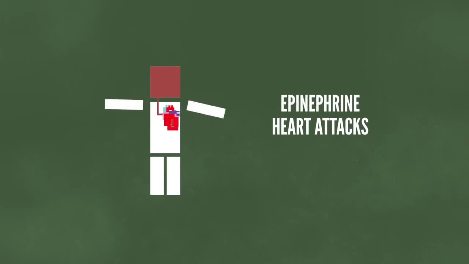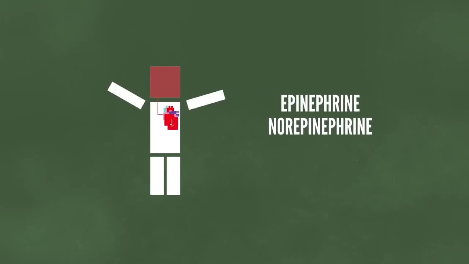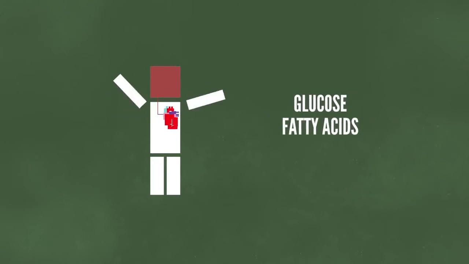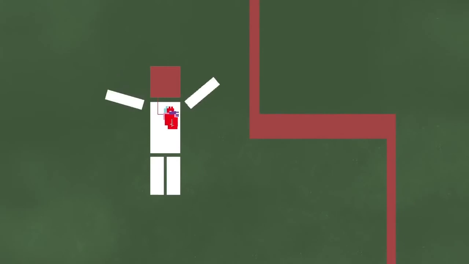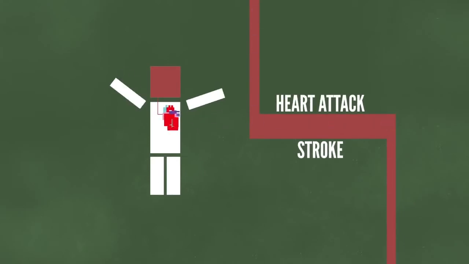This is because epinephrine and norepinephrine constrict blood vessels, making your heart pump harder. These two hormones also increase the amount of glucose and fatty acids in the blood. The increased levels can lead to damage in artery walls and speed up the process of atherosclerosis. When the fatty plaque builds up in the arteries, it narrows them and decreases the flow of oxygen-rich blood to the body. This can lead to a heart attack, stroke, or death.